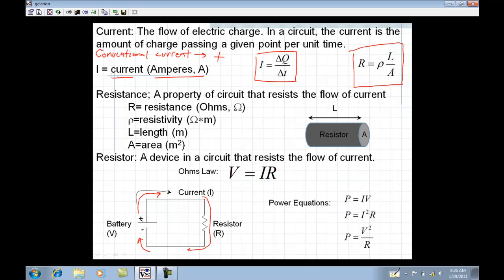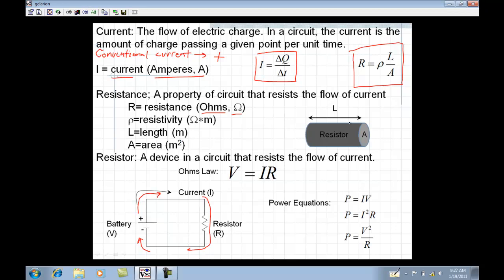If you notice the circuit on the bottom, it starts with a battery, it flows around this wire and gets through a resistor. A resistor does exactly that. It slows down or it resists the flow of charge. Resistance is measured in ohms, and the symbol is omega.